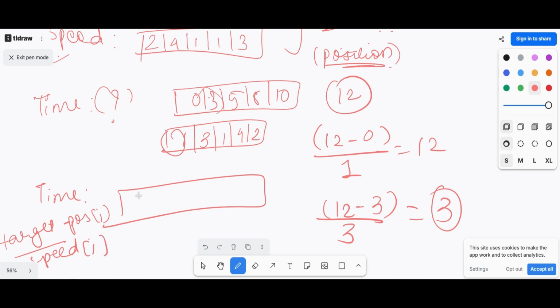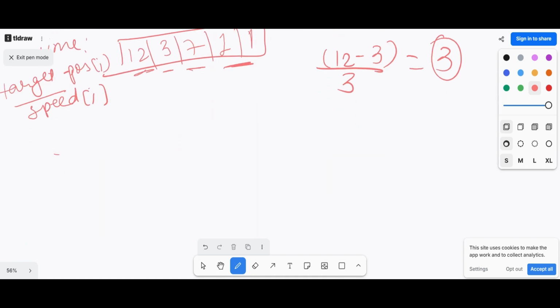So this will be 12, this will be 3. 12 minus 5 is 7, divided by 1 is 7, 12 minus 8 is 4, divided by 4 is 1, and 12 minus 10, 2 divided by 2 is 1. So these two will reach at time 1, this will reach at 3, this will reach at 7, and this will reach at 12. Now our main question is, will any car block another car?